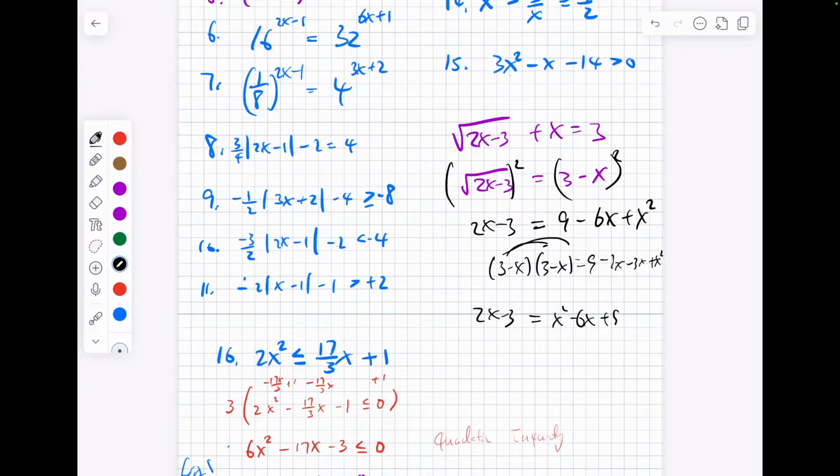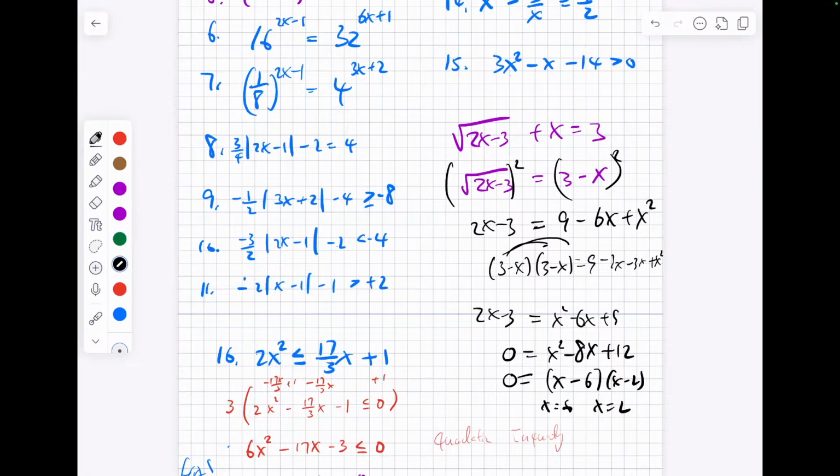Now, I'm going to write it in descending order, which means the degree has to go down. So that's equal to x squared. I must subtract 2x on both sides, so it'll be minus 8x. If I add 3 on both sides, it's going to be 12. So that's x minus 6 and x minus 2 equal to 0, x equal to 6, x equal to 2. Now, which one is extraneous?